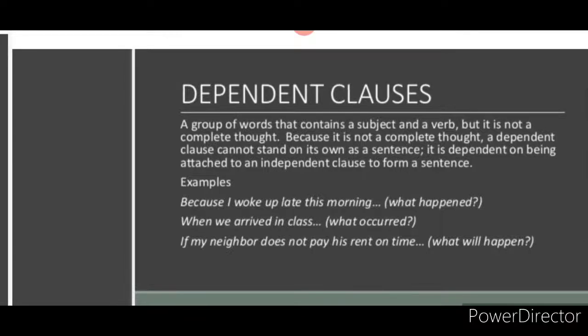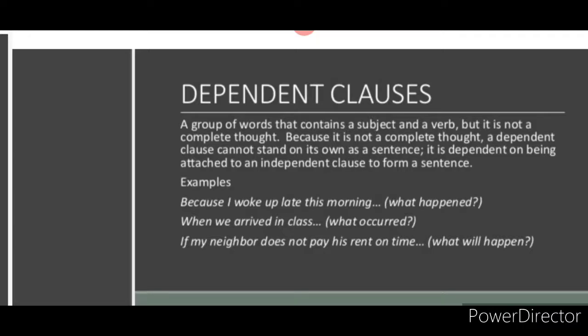One more thing, this dependent clause always depends on the independent clause to make a complete sentence, to give you a complete meaning. This dependent clause depends upon the independent clause. See, for example, "when it is raining" is the dependent clause. It is not a complete thought. Are you getting a complete thought? No, is it? So it is depending on the independent clause to give you a complete meaning.